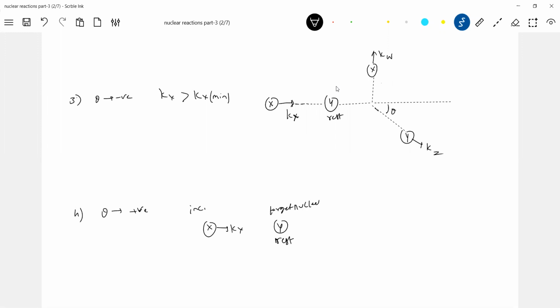This is the incident particle. Now tell me what can happen here. They will collide and the reaction occurs, X plus Y.